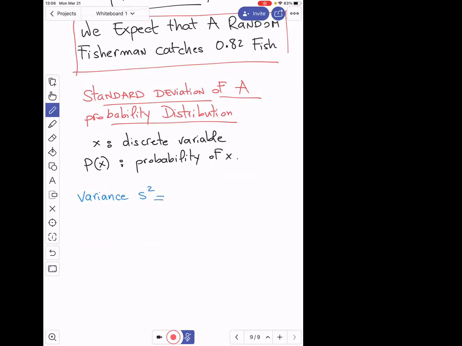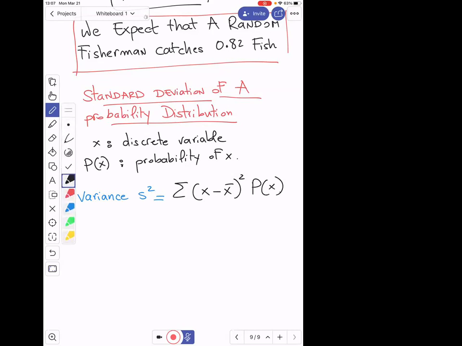So what we do is, we take the sum of X minus X bar, the mean, the square. So this is like a distance. The square here means that's like the square of the distance between your variable X and the mean X bar. But then we'll multiply by P of X.